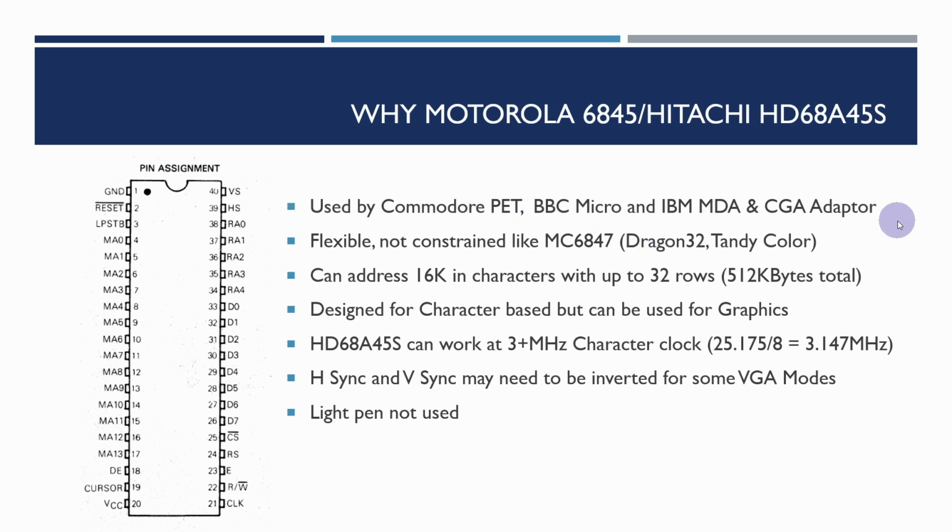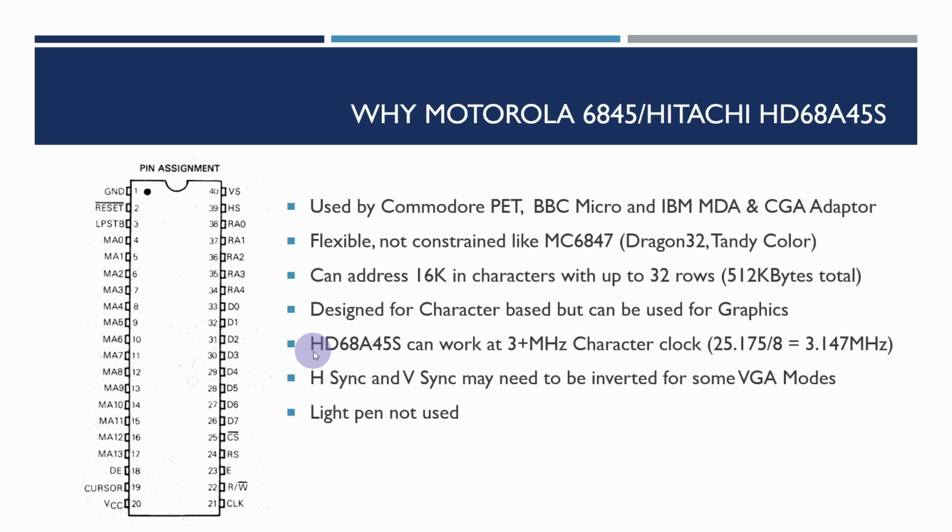It can address up to 16,000 characters, and the row address lines, row address 0 to 4, allow us to build characters with up to 32 rows, although generally we only use 8 or 16. It is designed for character-based applications, but as you'll see in the CGA card, it can be used for graphics, although you do have to do a few little workarounds.